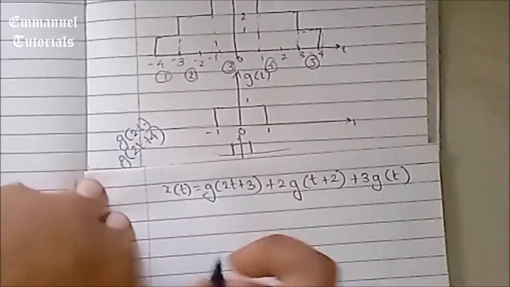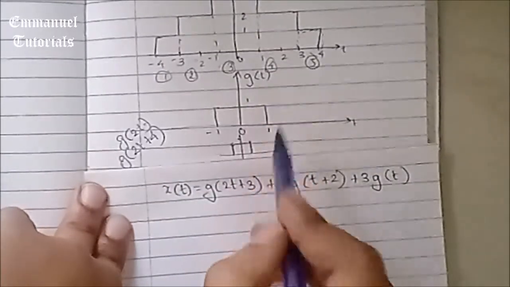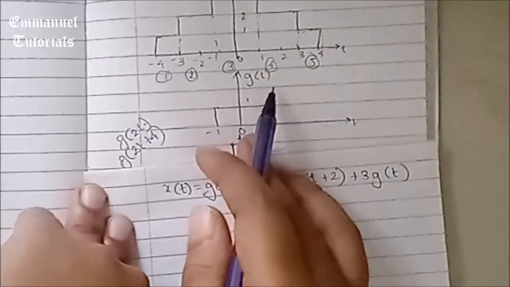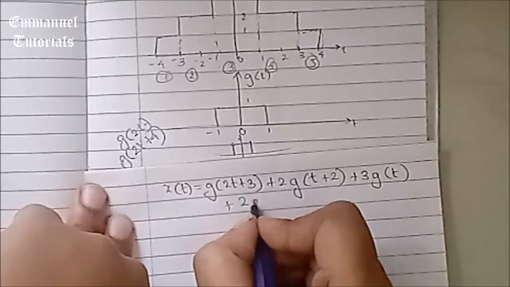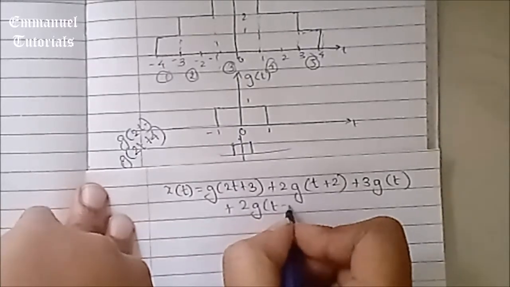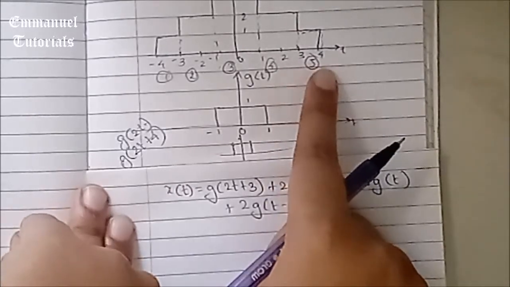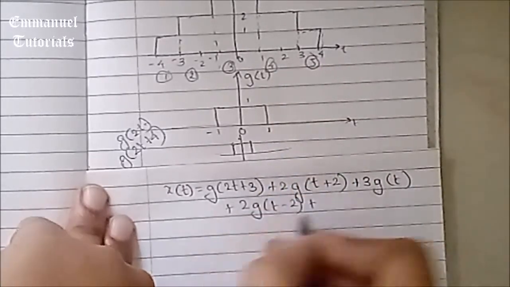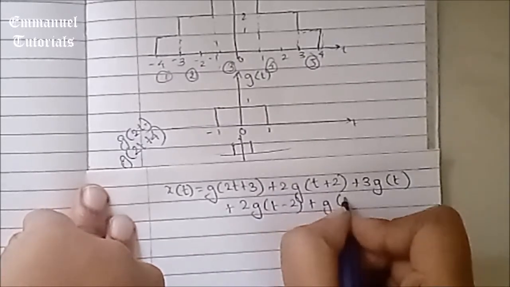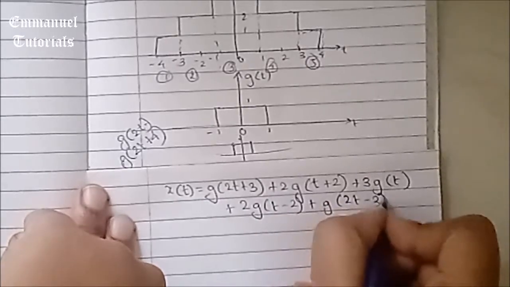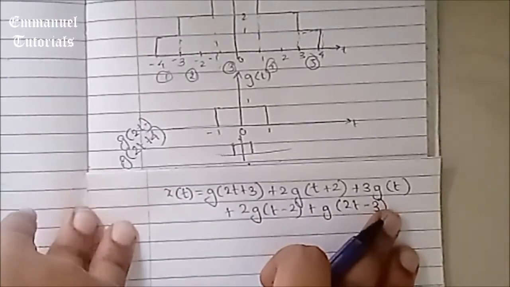Now the fourth portion will be just the opposite of this. Now we are going to do 2 times g of t, but this is not advanced, it's a delayed version, so it will be minus. So plus 2g of t minus 2, plus, again this is the same signal, a delayed version, so it's going to be plus g of 2t minus 3. So this is the final expression which you will get.